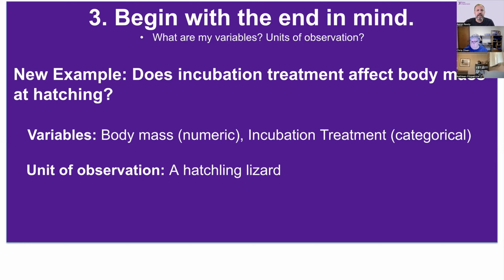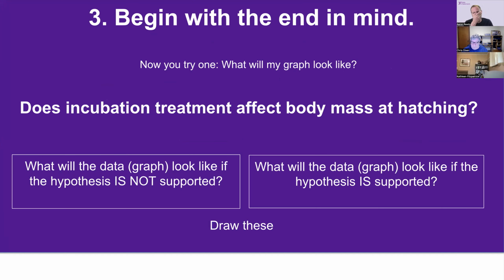And I just put this up as an exercise. We're not going to go through the solution here, but this is something to take away and we can talk through it. But again, you want to go through what the data will look like if the hypothesis is not supported, and what the data will look like if the hypothesis is supported. With this, your response variable in this case is that body mass. And so body mass is going to be a numeric variable, probably represented on Y.